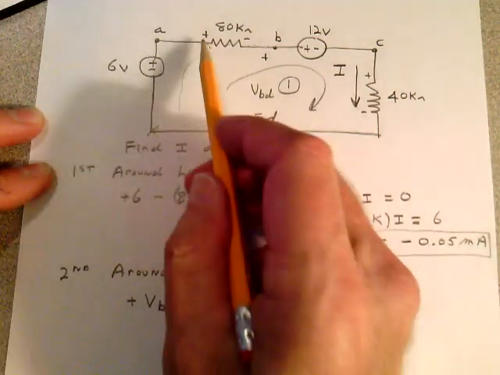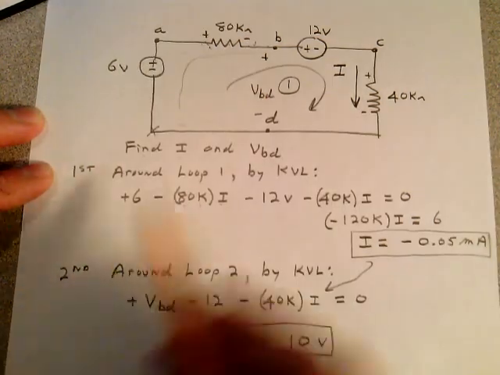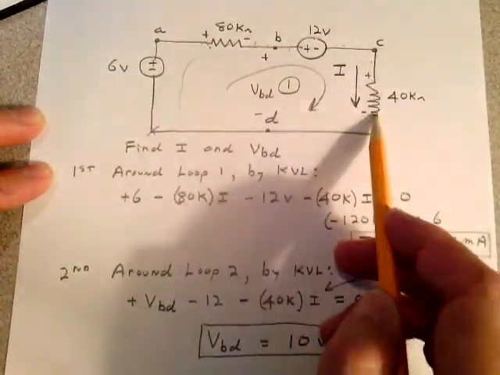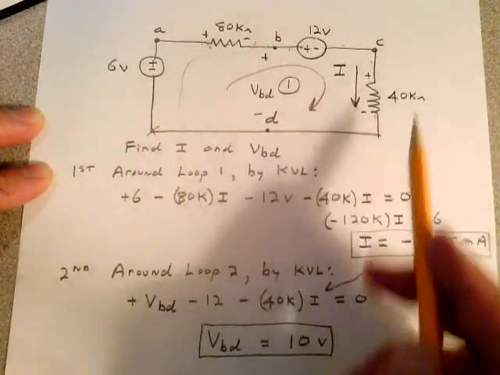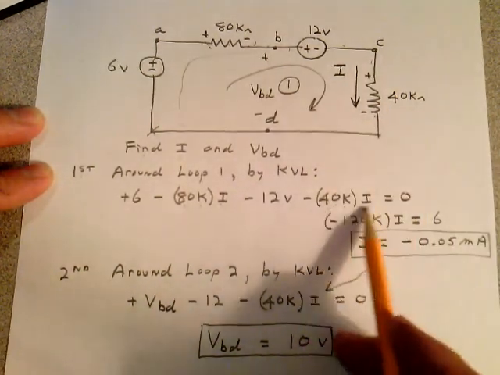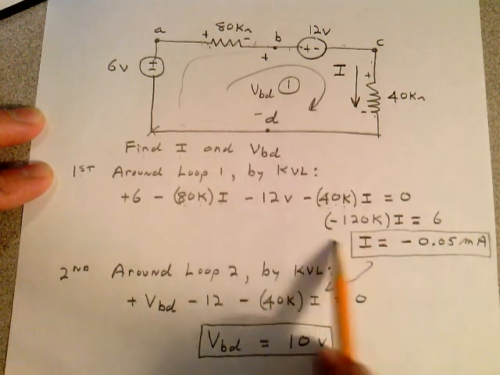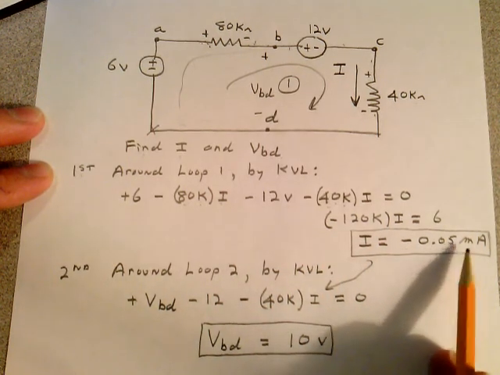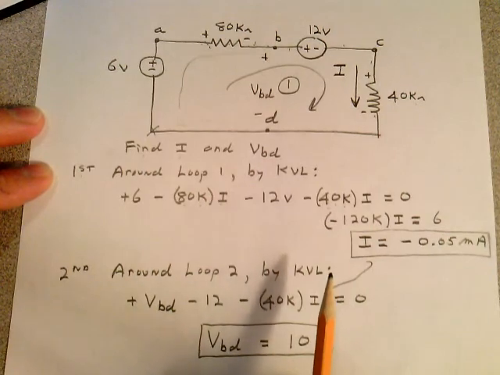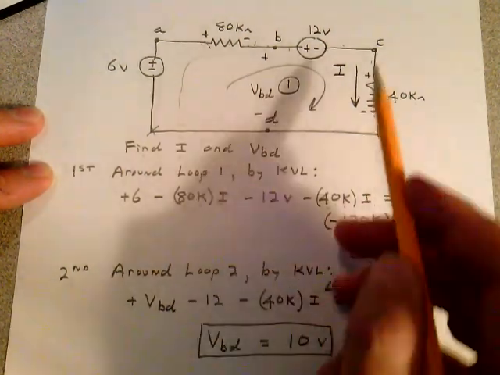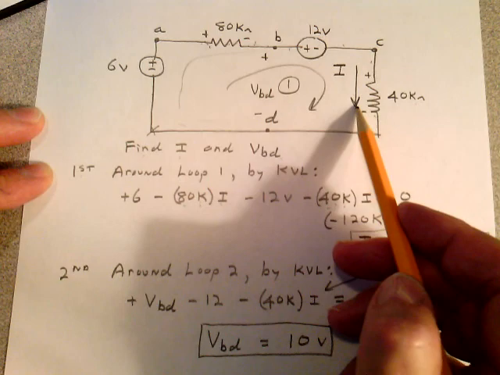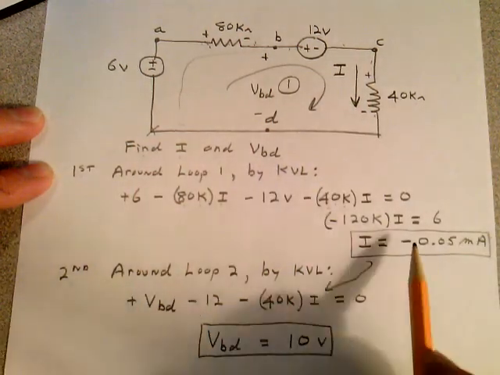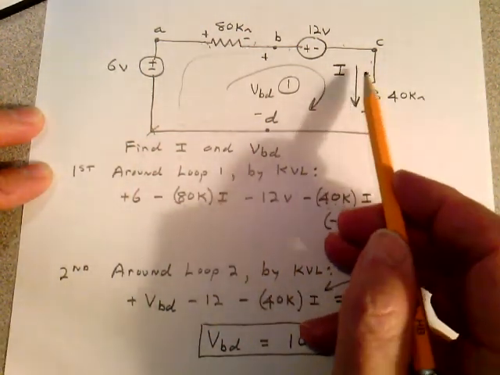And it's a minus because it's a drop. Minus 12, minus 40 k times I again. So you end up with one equation with one unknown. I is negative 0.05 milliamps. What it tells you is when you see a negative current, it means this current really doesn't go in that direction. It really goes up. But if you show it as a negative here and you show the arrow going down, I'll know that on an exam.